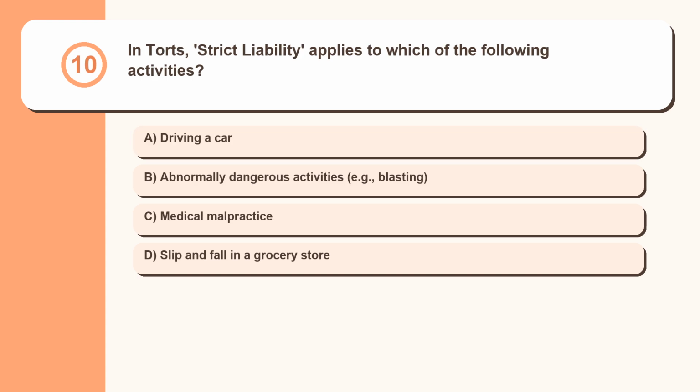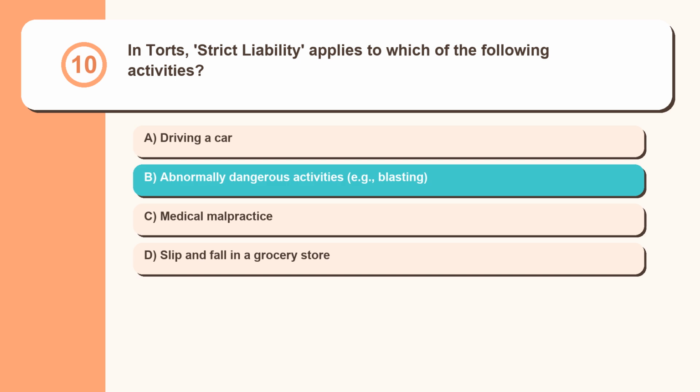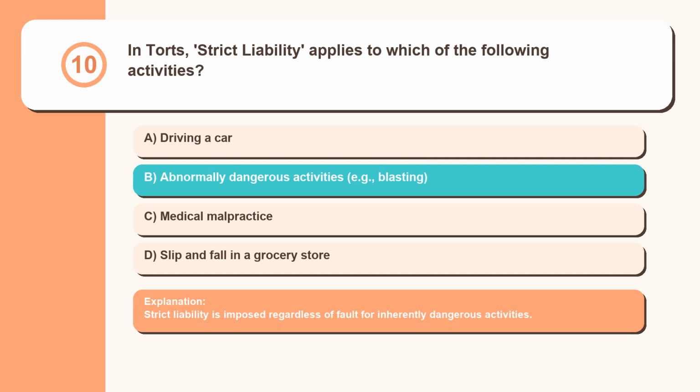Question 10. In torts, strict liability applies to which of the following activities? Driving a car. Abnormally dangerous activities, for example, blasting. Medical malpractice. Slip and fall in a grocery store. Strict liability is imposed regardless of fault for inherently dangerous activities.